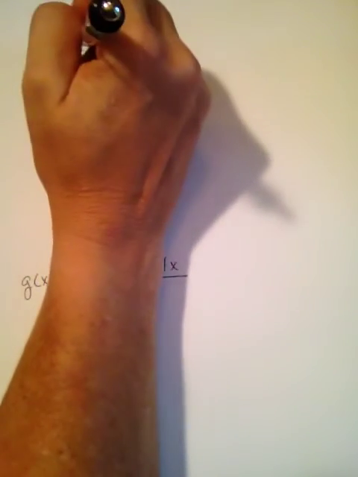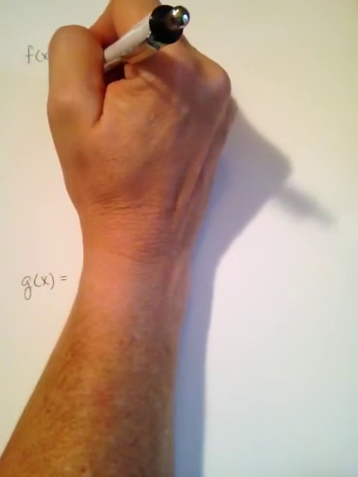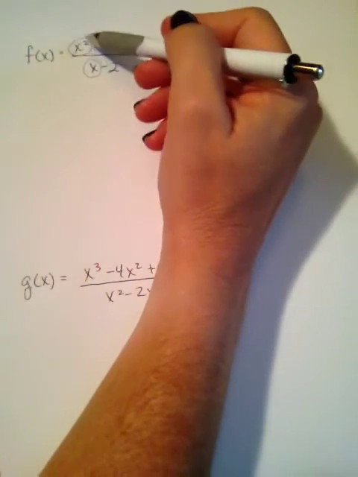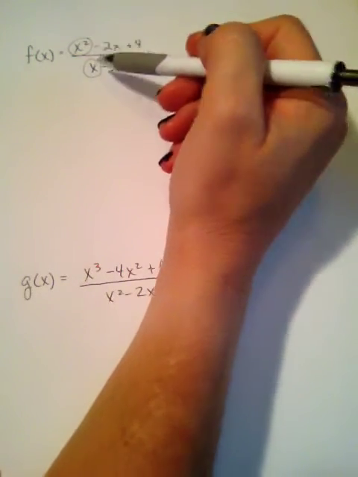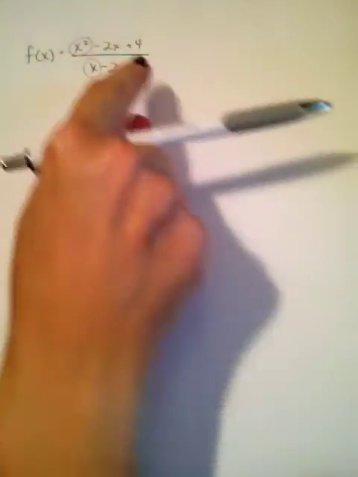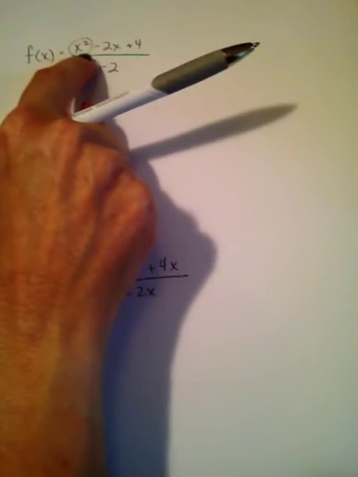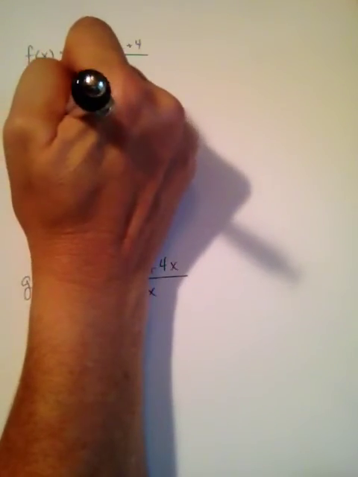If I look at the power of x in my numerator, it's an x squared. Power of x in my denominator, it's an x. There's a difference of 1. The numerator is 1 greater than the denominator, so this one will have an oblique asymptote. Now to find it, we're actually just going to do what the problem says. This is x squared minus 2x plus 4 divided by x minus 2. So we're going to perform the division.